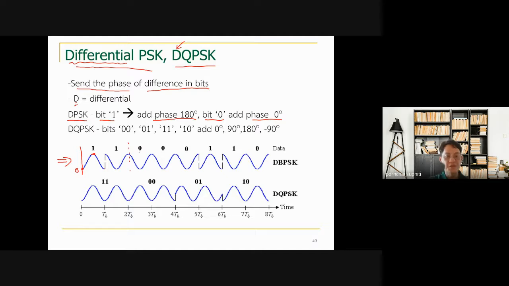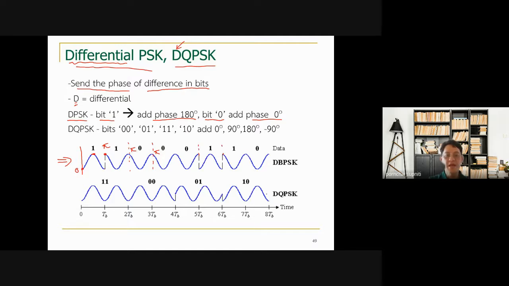If you have bit 0, you just keep the same phase as it is. You just keep what it is, you don't change. Okay, so meaning that we change the phase when we have bit 1. If it's bit 0, we don't change.